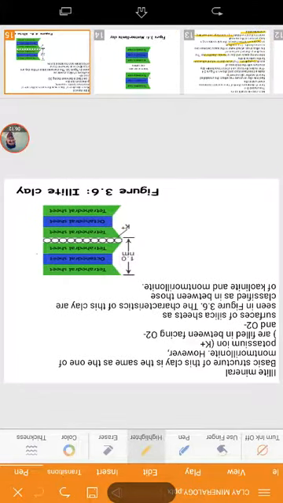Illite clay. The basic structure of this clay is the same as the one of montmorillonite. However, potassium ions K+ are filled in between facing O2 surfaces of silica sheets as seen in Figure 3.6. The characteristics of this clay are classified as in between those of kaolinite and montmorillonite.